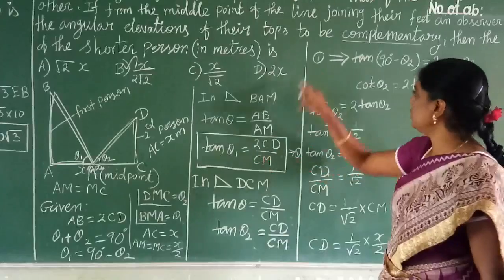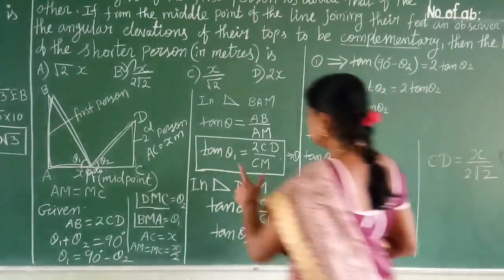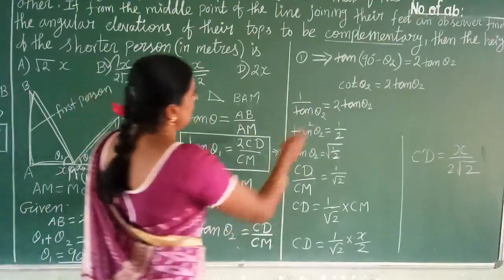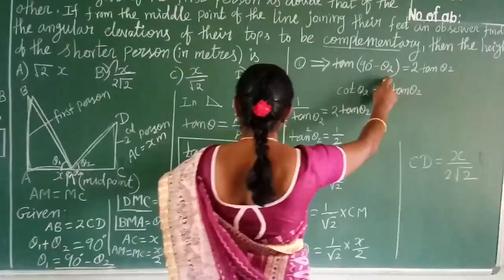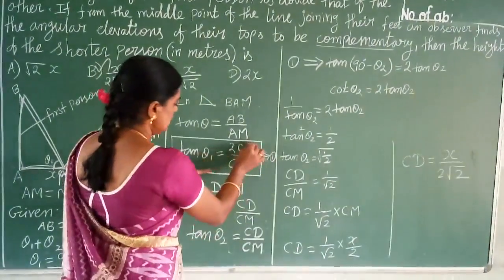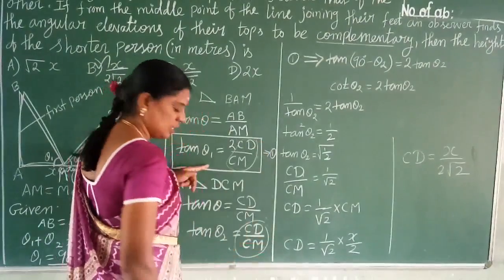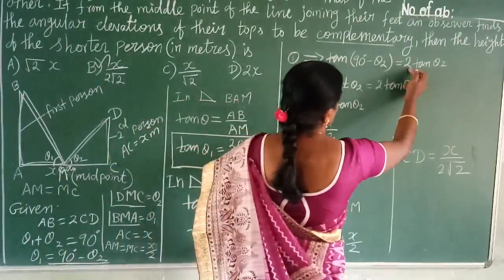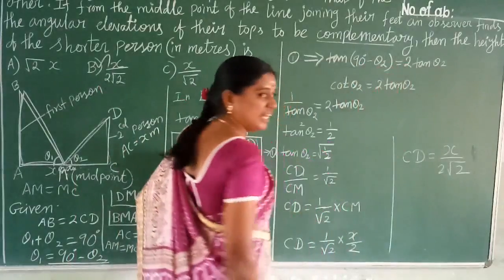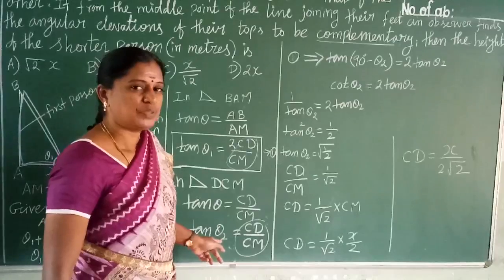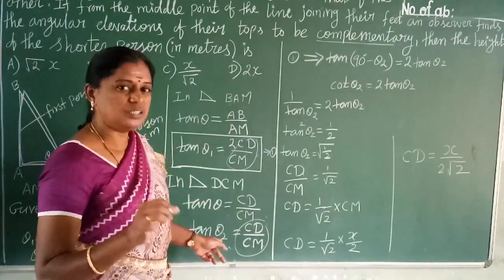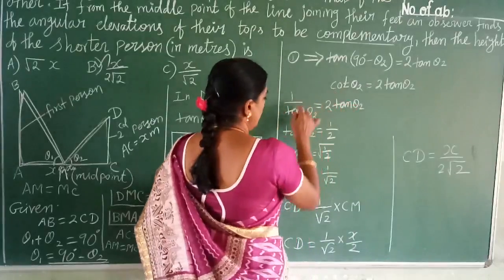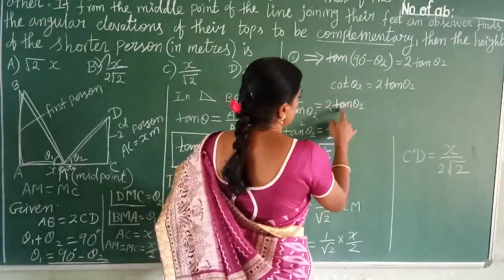Taking the first equation, tan theta 1, where theta 1 is 90 minus theta 2. So tan of 90 minus theta 2 is equal to 2 into CD by CM, and we already calculated that CD by CM is tan theta 2. So it is 2 into tan theta 2. Here tan 90 minus theta is cot theta, complementary angles already studied. So cot theta 2 is equal to 2 tan theta 2. Cot is the reciprocal, 1 by tan. So 1 by tan theta 2 is equal to 2 into tan theta 2.